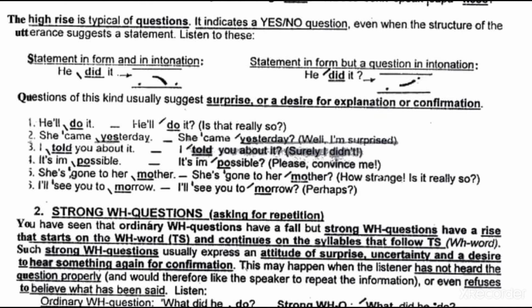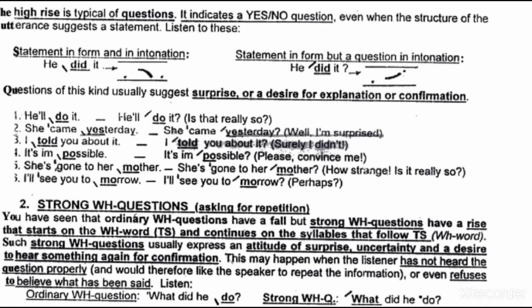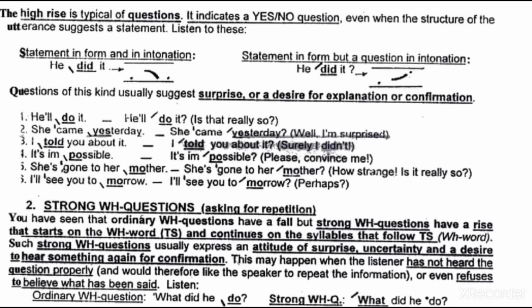So we are going to compare this statement to the same statement, but once as a statement in form and in intonation, and the second time as a statement in form but a question in intonation, where we need to use the high rise. So the statement is, he did it. Here it's a normal statement. I used a low fall. A statement in form, subject, verb, complement, and a statement in intonation as well. I used a low fall because it is a normal statement.